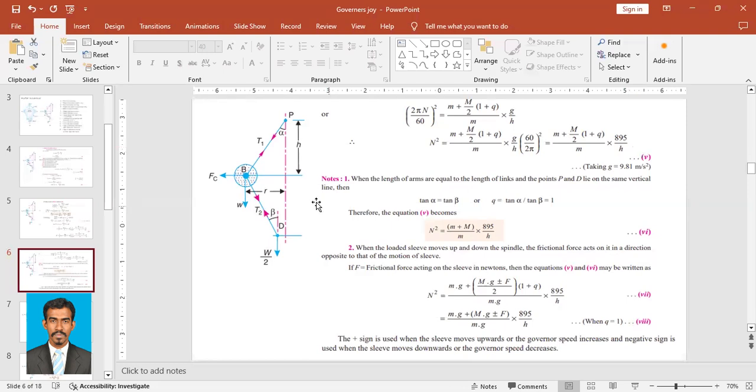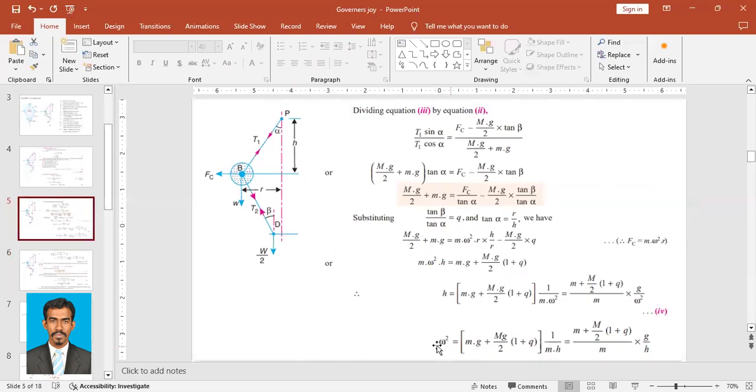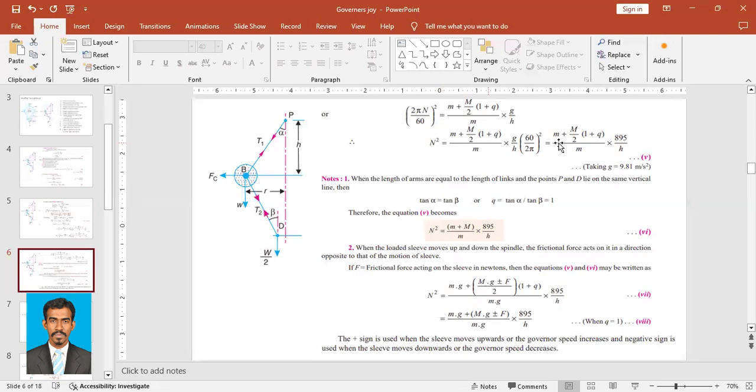As you can see here, the subject is capital N, here the subject is omega, here the subject is h. After this point, it's only rearrangement. Substituting and obtaining the values are almost done here. If the question is about h, you will go for this. If the question is about omega, you will go for here. If the question is about N, you can go with this equation. Here again, g is taken as 9.81.